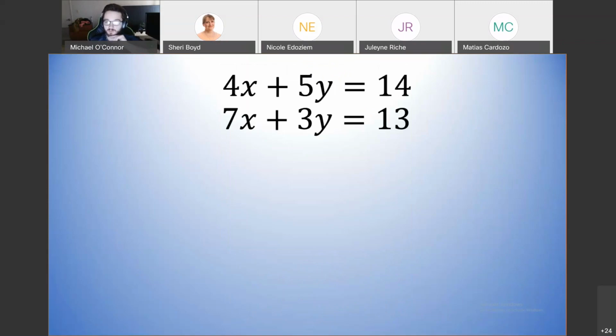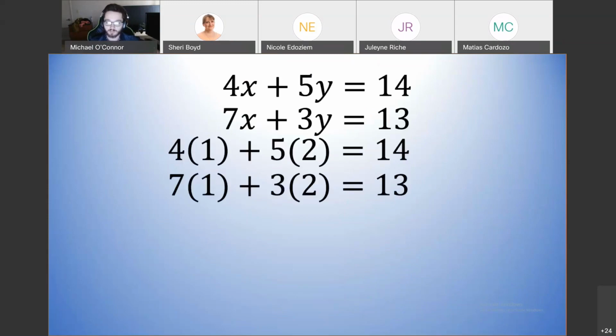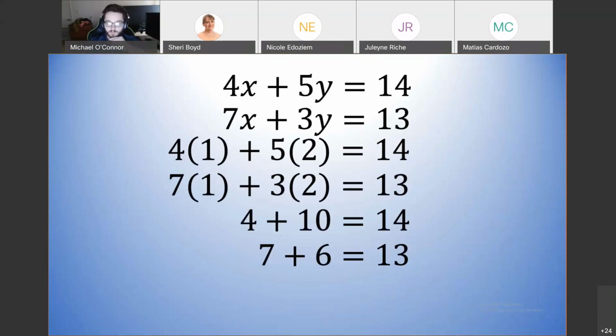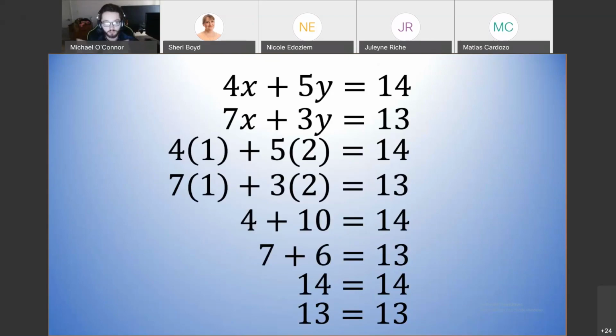If we just plug in the point (1, 2), so x equals 1, y equals 2, we get 4 times 1 plus 5 times 2 equals 14, and then 7 times 1 plus 3 times 2 equals 13. Next, we just simplify. So 4 plus 10 equals 14, and then 7 plus 6 equals 13. And then we get 14 equals 14 and 13 equals 13. So we're really looking for a solution that makes both of these equations true for some x, y.